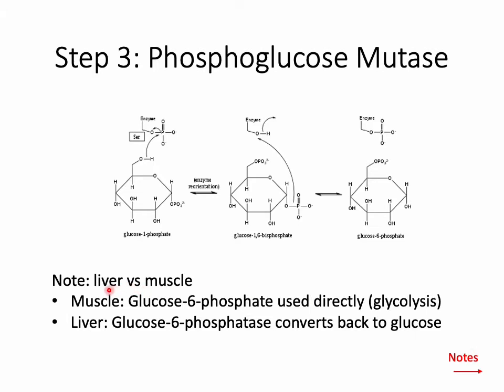Just as a reminder of what I mentioned earlier, glycogen is used differently depending on your tissue. In the muscle, our glycogen is converted to glucose 6-phosphate. This is the end of the line. We have glucose 6-phosphate, and this is used directly via glycolysis. Whereas in the liver, this glucose 6-phosphate can be either used for glycolysis or can also be converted back to glucose via glucose 6-phosphatase. This enzyme, glucose 6-phosphatase, is not present in the muscle, and thus it cannot do this.